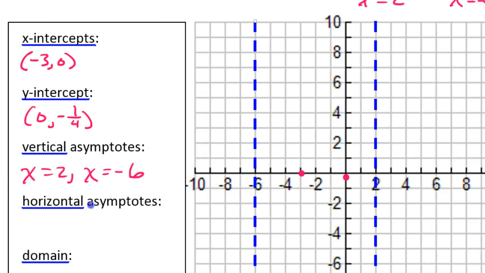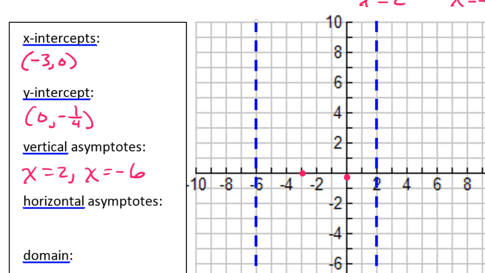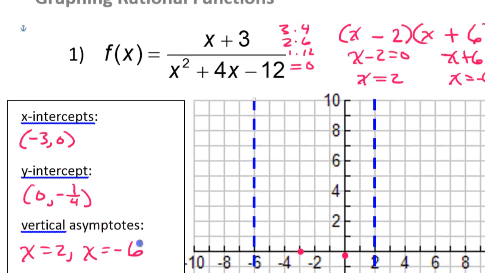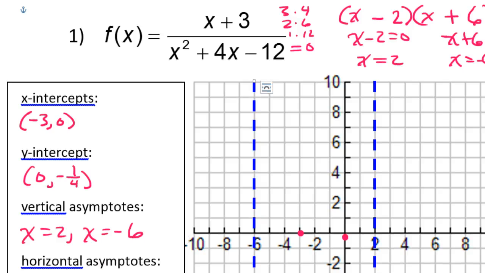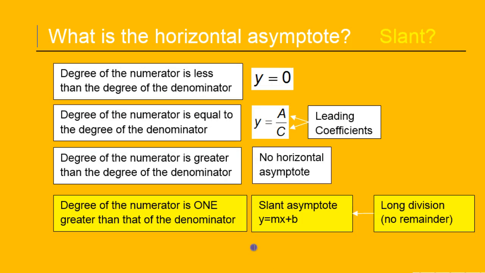Next it's time for the horizontal asymptote. There's only ever one horizontal asymptote. Anytime you talk about the horizontal asymptote, you have to stop and consider the degree of the numerator and the degree of the denominator. We have to figure out which one of these three situations we are in. If the degree of the numerator is less, then it's y equals 0. If the degree of the numerator is equal to the denominator, you divide leading coefficients. If the degree of the numerator is greater than the denominator, then there is no horizontal asymptote.